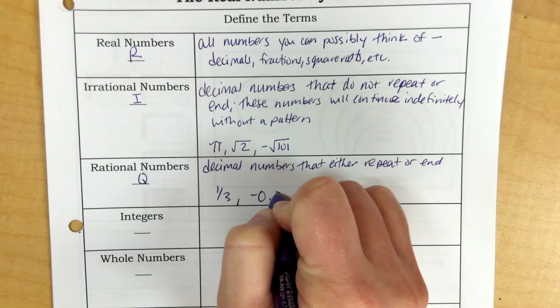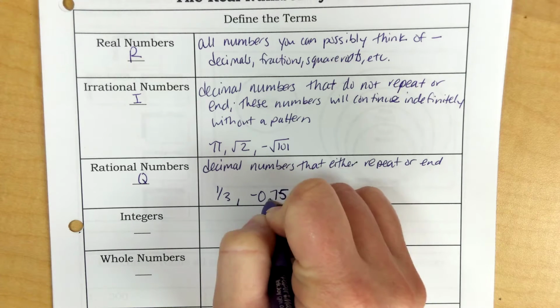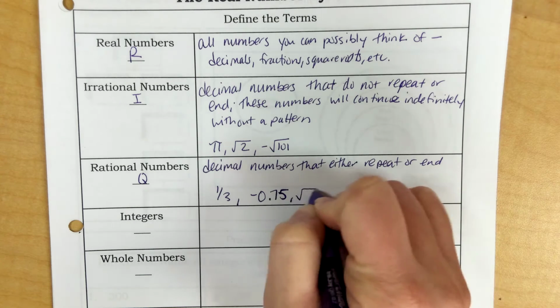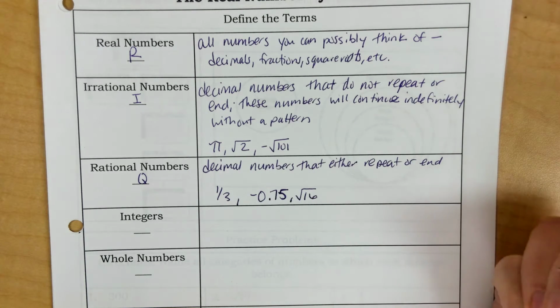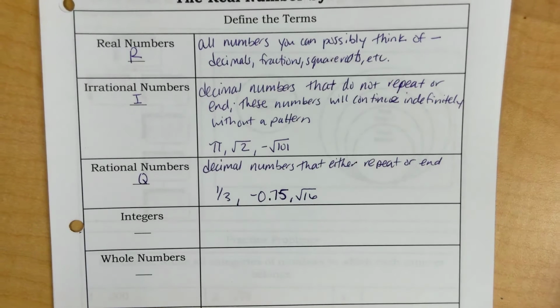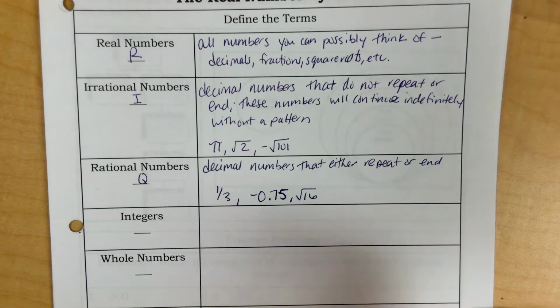Negative 0.75. Okay, that's a decimal that ends at 7.5. And the square root of 16 simplifies to the number 4. 4 has a decimal that ends, 4.0. So that also falls into that rational number category.